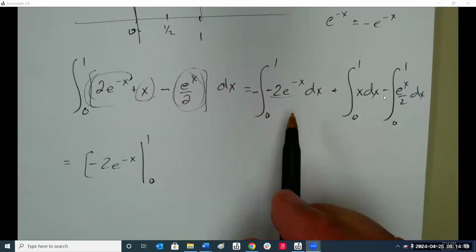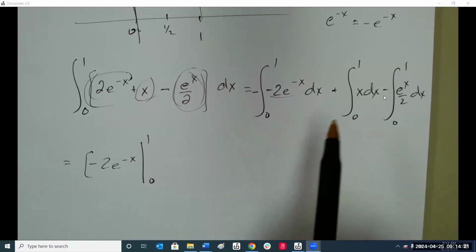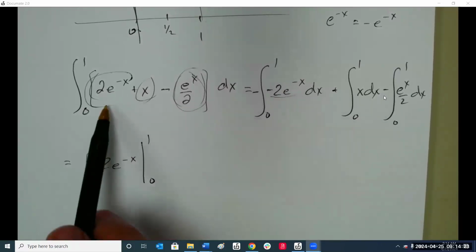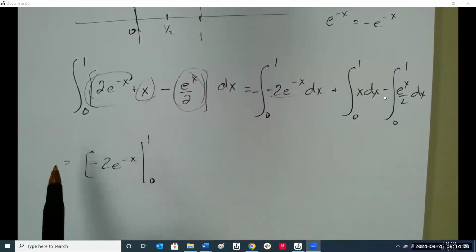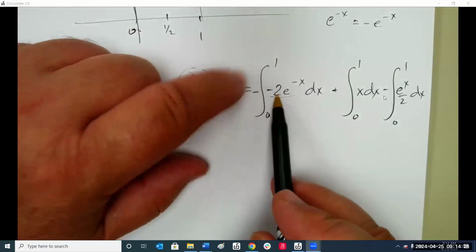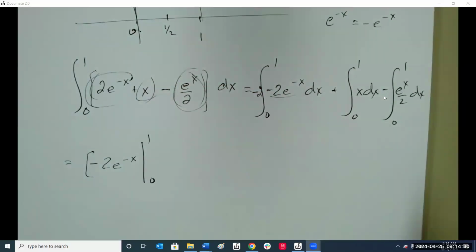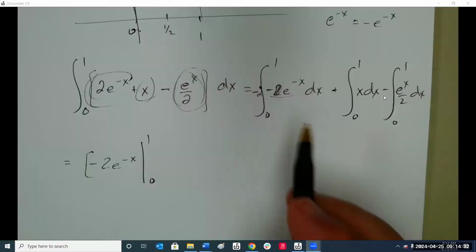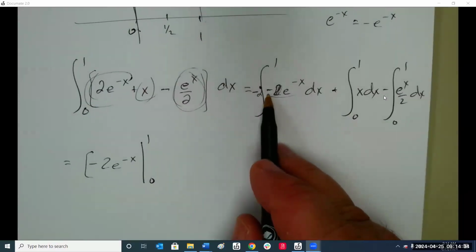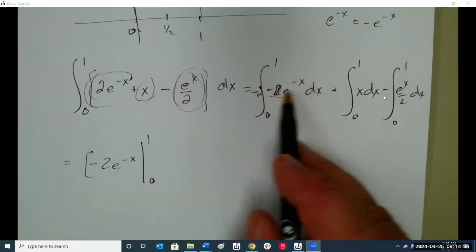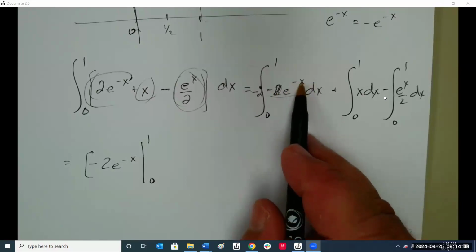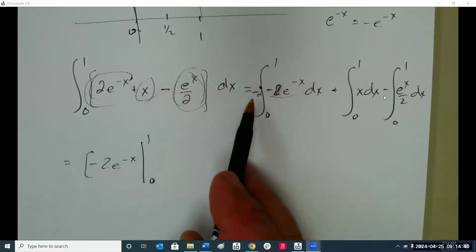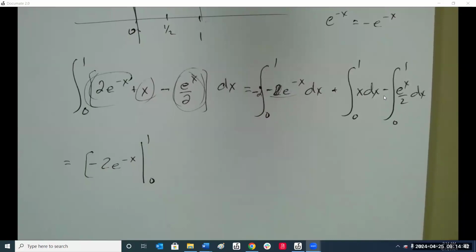Because whatever you think your integral is, take the derivative of it, see if you end up with what you have here. The 2 is a constant, so it goes out in front. The derivative of negative e to the negative x would be e to the power negative x with a 2 in front. So you have to have a negative sign.